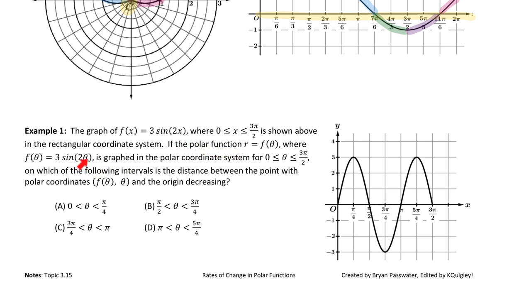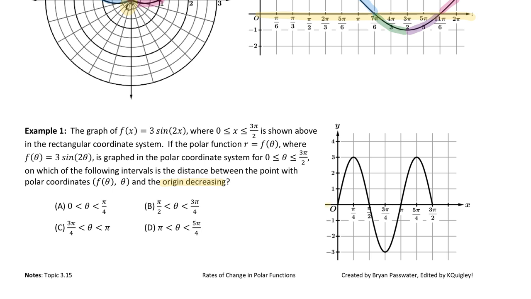In the rectangular coordinate system, if the polar function version of this, notice it changed to r and theta, is graphed in the polar coordinate system between 0 and 3 pi over 2, which of the following intervals is the distance between the point with polar coordinates f of theta comma theta and the origin decreasing? We are looking for where the radius would be decreasing, which means we can look at the rectangular version of this polar function and see where the distance between the function and the x-axis is decreasing.